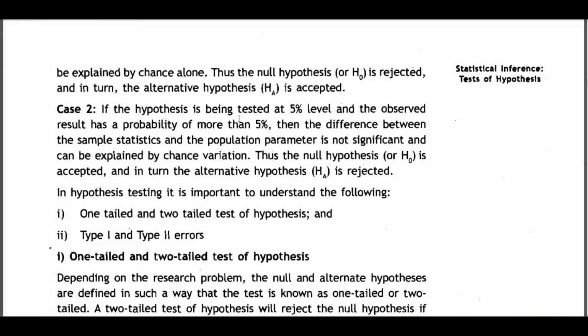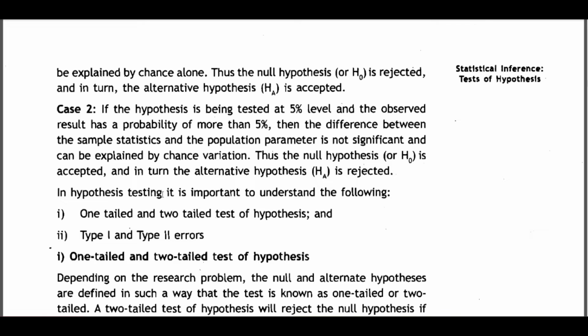Case 2. If the hypothesis is being tested at the 5% level and the observed result has a probability of more than 5%, then the difference between the sample statistic and the population parameter is not significant and can be explained by chance variation. Thus, the null hypothesis is accepted, and in turn, the alternative hypothesis is rejected.